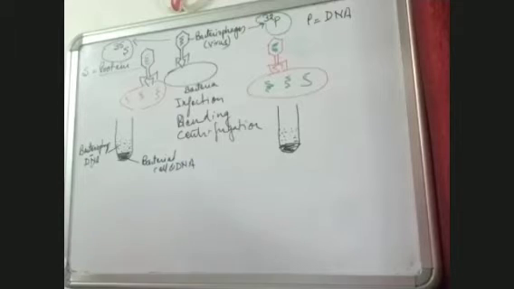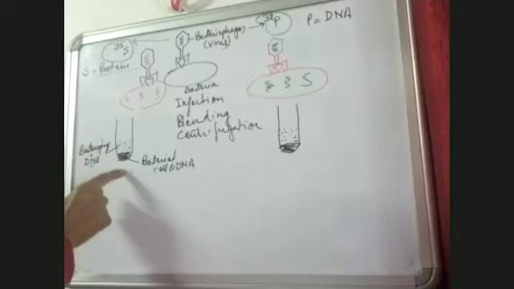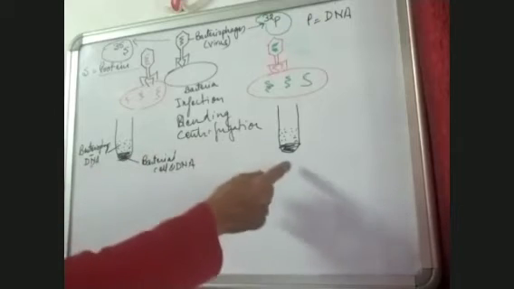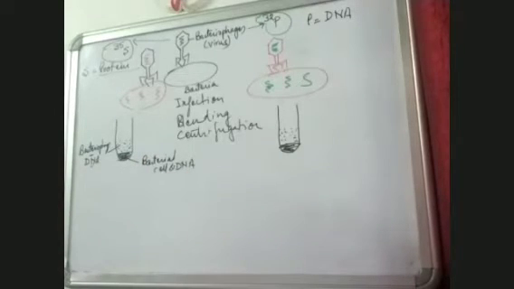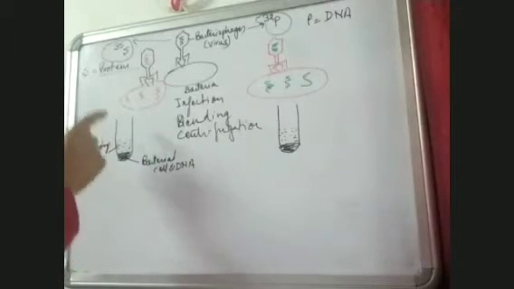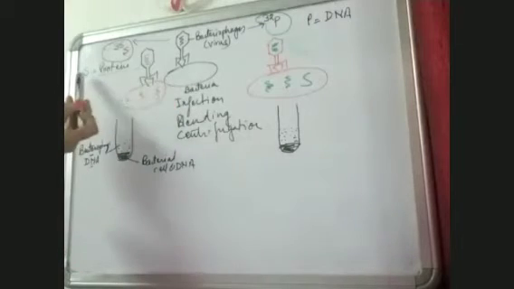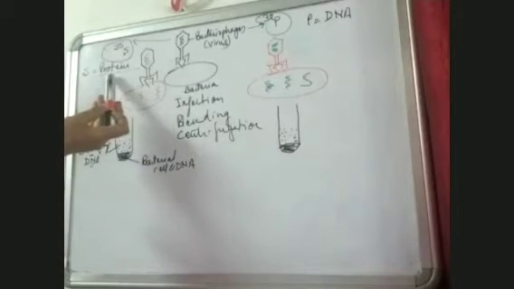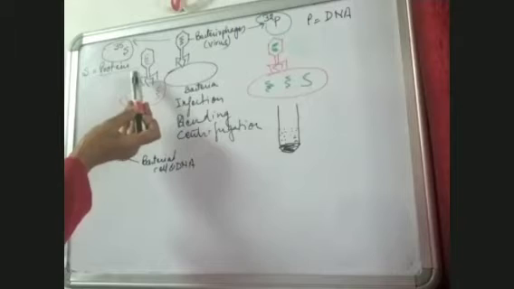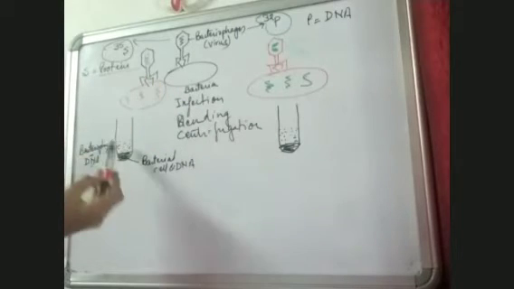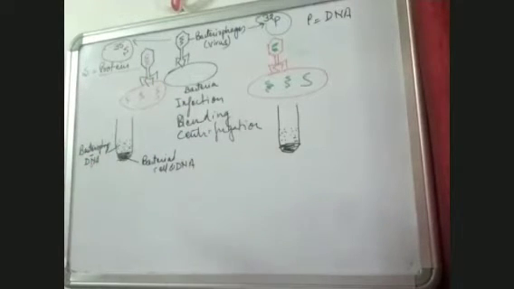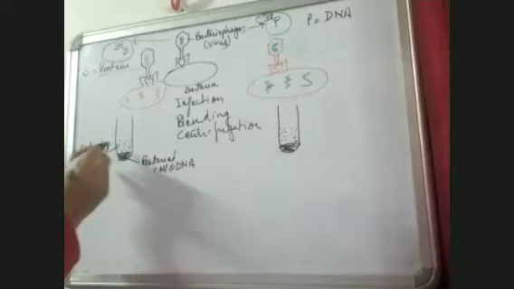Now when this centrifuge was observed and this centrifuge was observed, what happened? In this case, what was labeled? In the first case, if you see, the labeling was of the protein coat, because sulfur is a part of protein. So the whole protein coat was labeled. So the supernatant part will be radioactive. So radioactivity will be detected here.